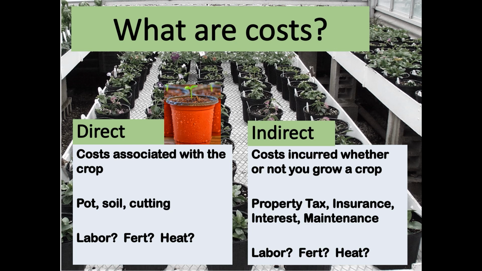So these are things like property tax, insurance, maintenance costs, labor, fertilizer, and heat. Some folks will take some direct labor, so the sticking associated with a particular crop becomes a direct cost. If there's a crop that needs a pinch, maybe that pinching labor will become a direct cost. And then all the other labor that doesn't get accounted in that would be an indirect cost.